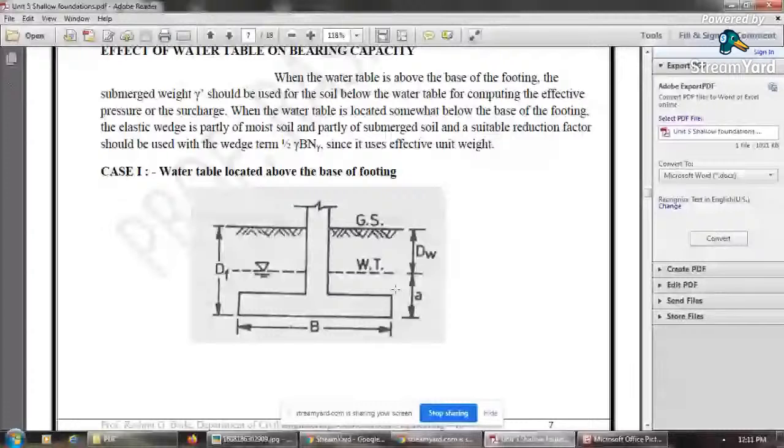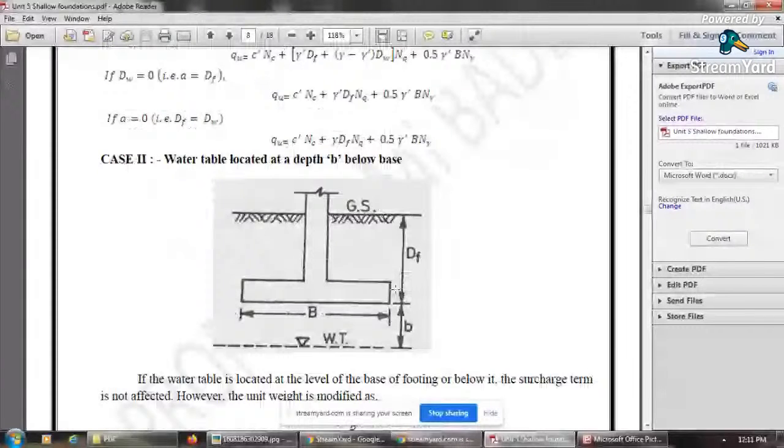Now the second case is the water table located at a depth b below the base. Okay, so this is the diagram. This is your ground surface, this is your column, this is your base of the footing. This is the width B, and the case is that the water table is located at depth b below the base of the footing, and from the ground surface to the base of the footing your foundation depth is Df.